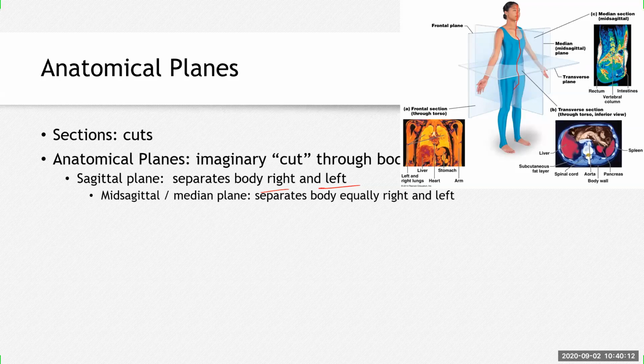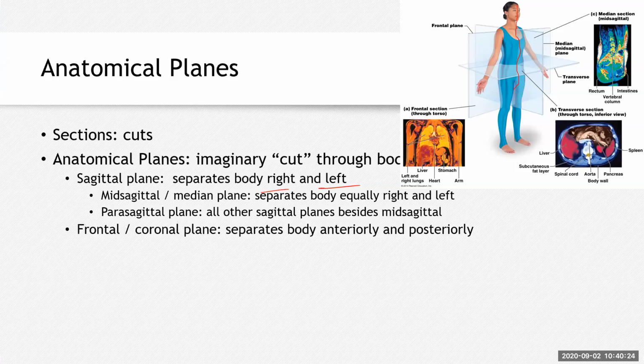All right, so let's take a look at the parasagittal planes. These are all the other sagittal planes except for the mid-sagittal plane. Anything that's not on the midline is called a parasagittal plane. And then we have the coronal plane or frontal plane. This one is going to separate things anteriorly and posteriorly, by cutting it like this.